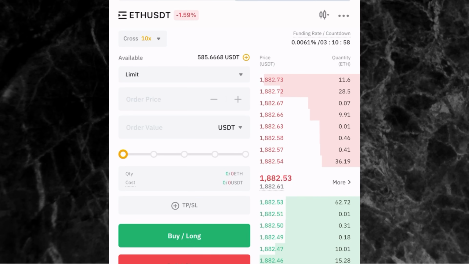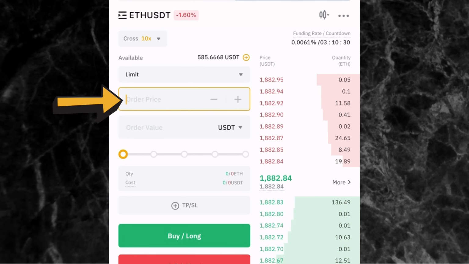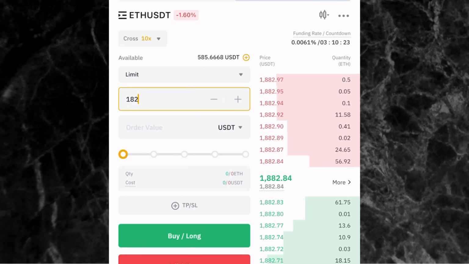For example, if you look at the current price of ETH right now, it is 1,882 USDT. So let's say, for example, you don't want to enter at the current price. You want to enter maybe when it comes a little bit down. So let's say you want to long the market and you don't want to enter now. That means you're going to be using a limit order. To do that, you just come here to where you have order price and enter the price you want to enter the market. So let's say you want to enter when it gets to 1,820 USDT.